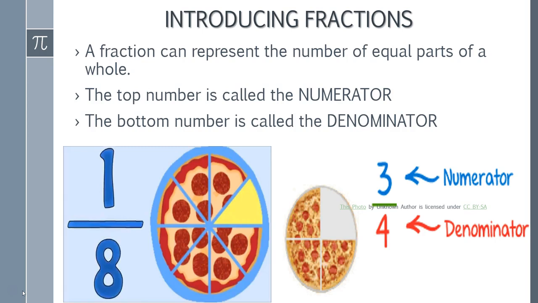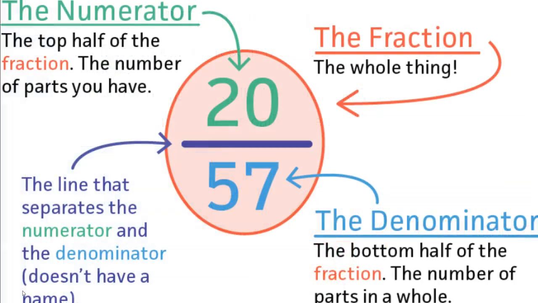The top number is called a numerator, and the bottom number is called a denominator. The numerator, like I said, is the top half of the fraction. It is the number of parts that you have. The denominator is the bottom half of the fraction, the number of parts in a whole.